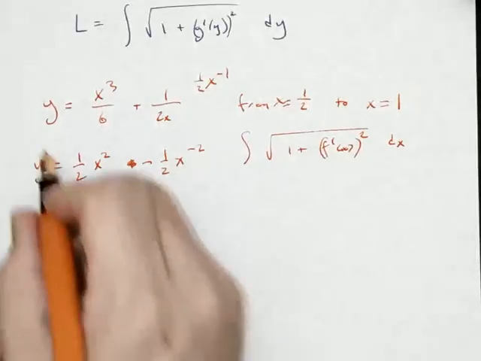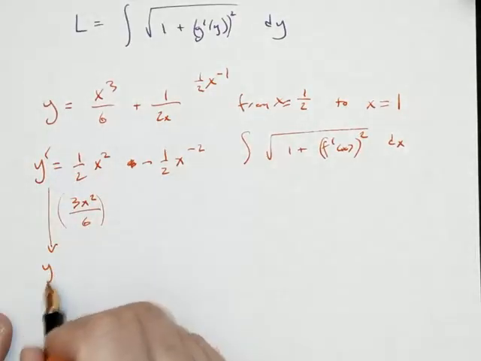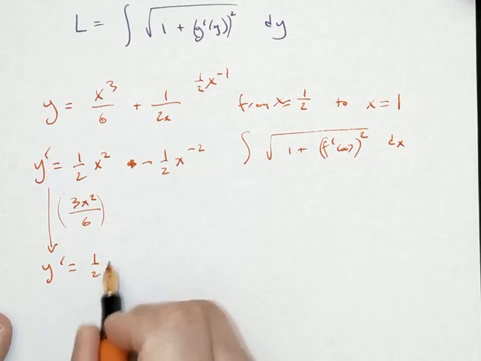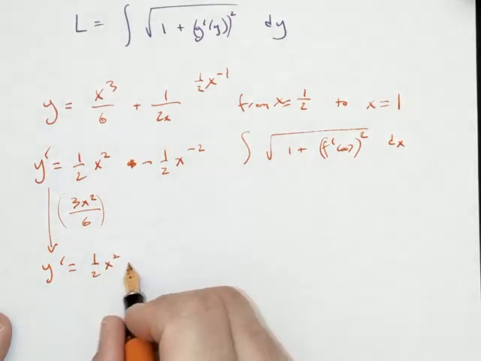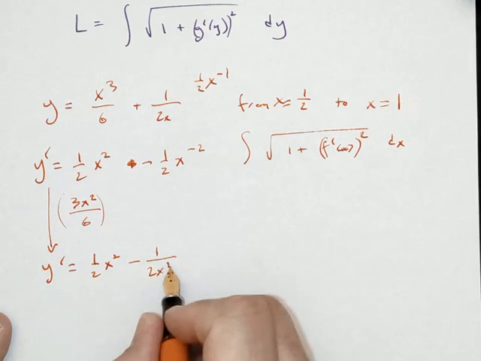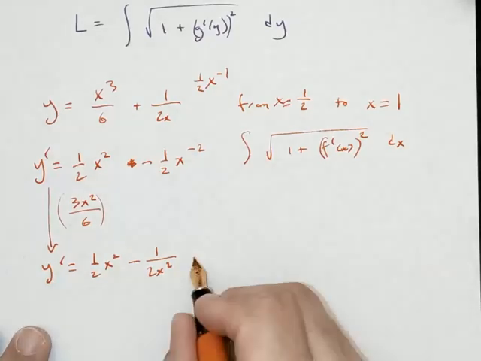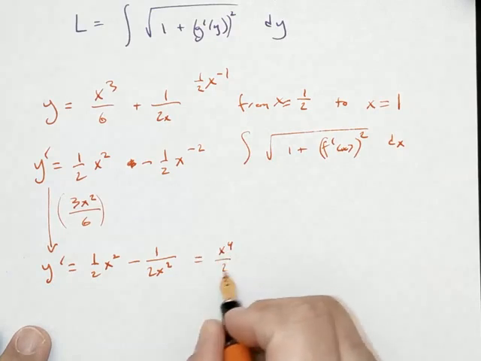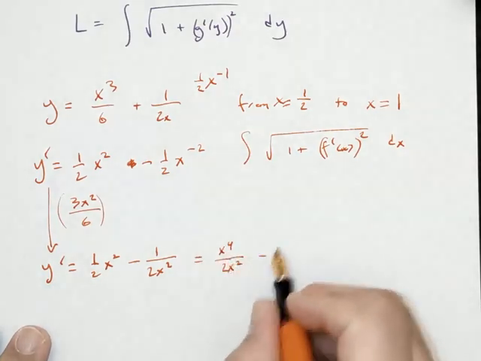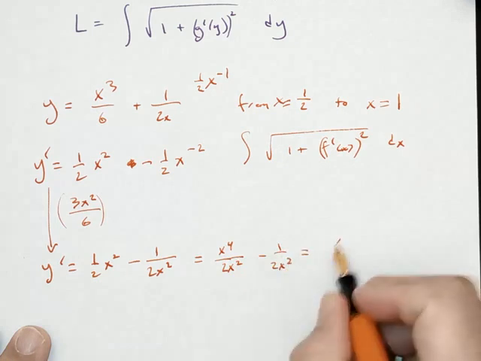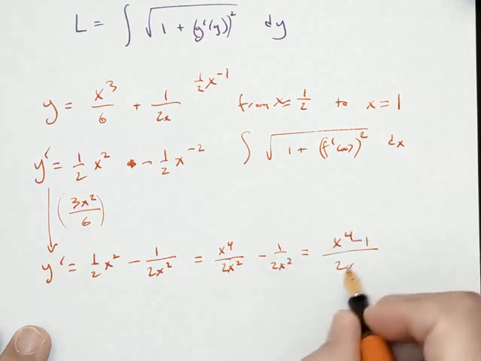I don't like having negative powers, so that's y prime. Let's keep going. Y prime is 1/2 x squared minus 1 over 2x squared, because the x to the negative 2 goes in the bottom. So far, so good? Okay. Common denominator. I need an x squared on the bottom here. So I'm going to write this as x to the 4th over 2x squared minus 1 over 2x squared. That's a single thing.